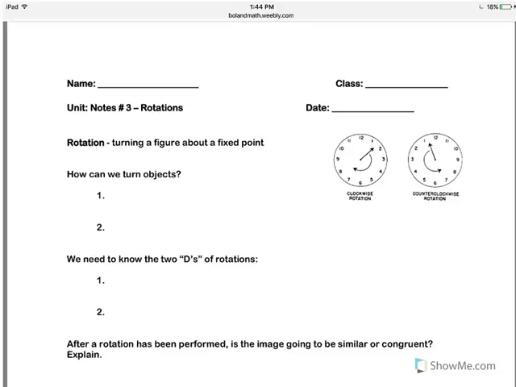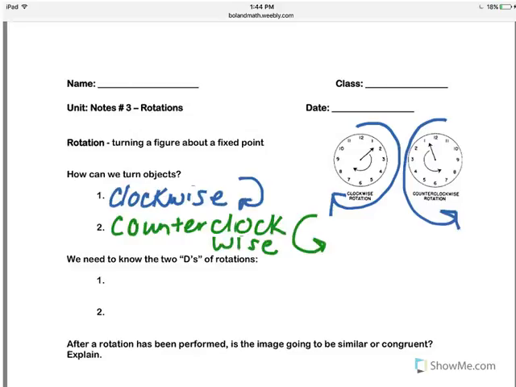So the first thing that we need to talk about with rotations is that you can turn an object either clockwise. So we can either rotate objects in a clockwise rotation, or we can rotate objects in a counterclockwise rotation. Clockwise can be abbreviated with CW, and counterclockwise can be abbreviated with CC.